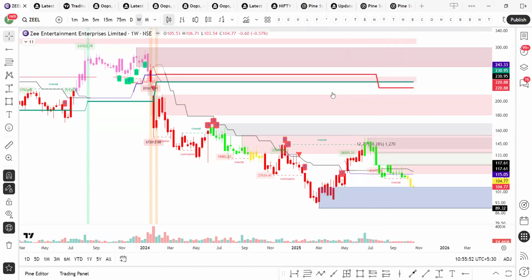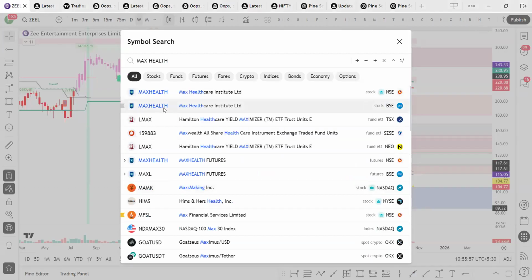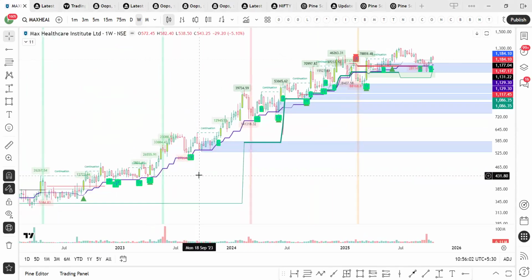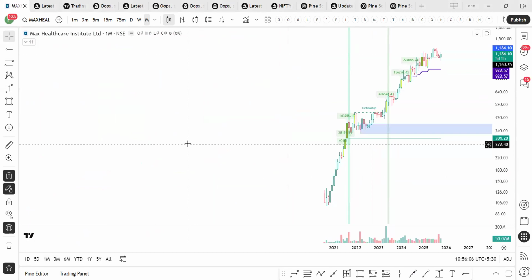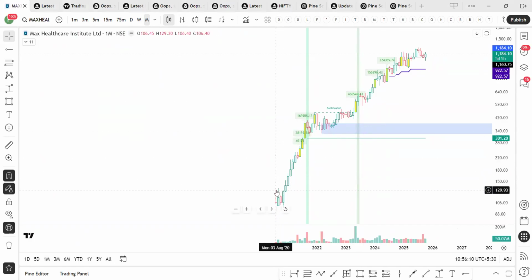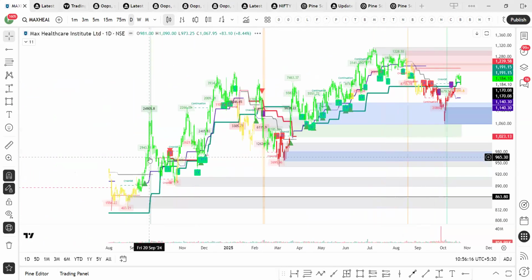Max Health. Now this is the weekly chart of Max Health. This is the monthly chart of Max Health. Max Health was launched in August 2020. I prefer daily charts.